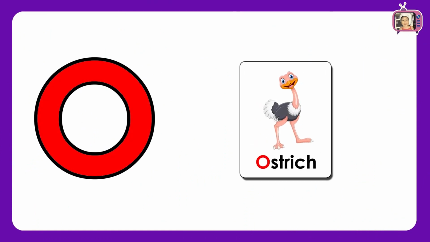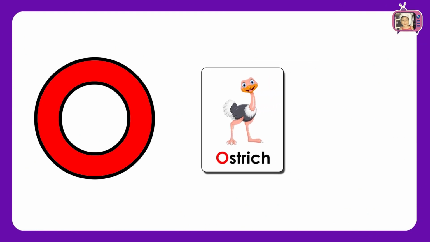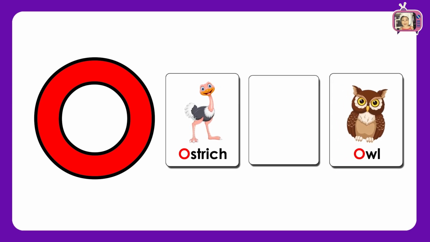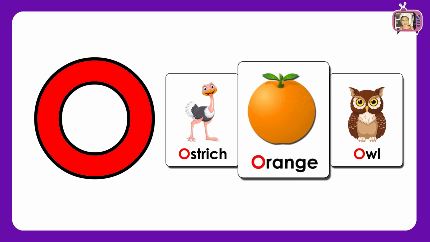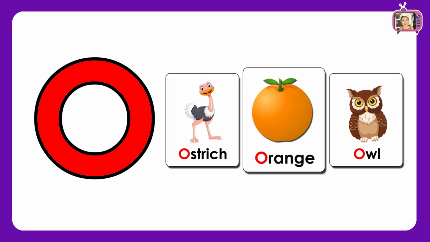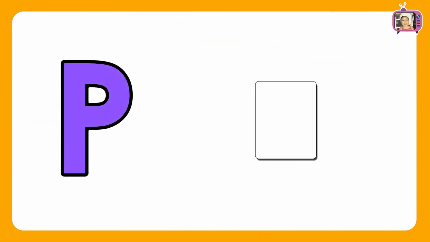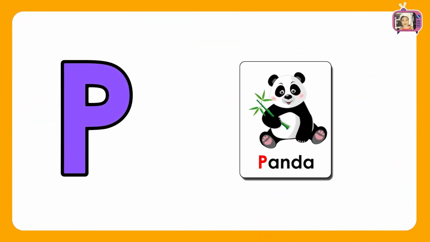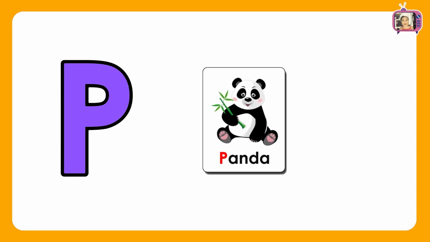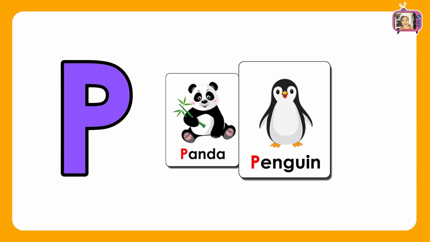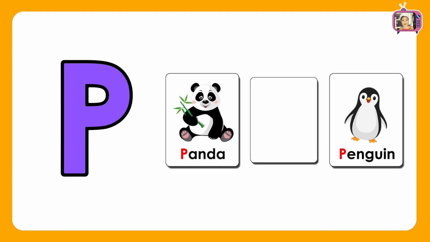Ostrich. O is for owl. O is for orange. P is for panda. P is for penguin. P is for peacock.